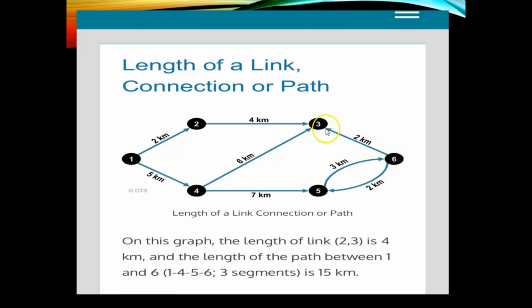Why? Because this is a unidirectional link that only moves from 6 to 3, but there is no path from 3 to 6. The same thing for this. From 1 to 2, from 2 to 3, but there is no link from 3 to 6. So that means the only path from 1 to 6 in this picture is this, moving from node 1 to node 4, then from node 4 to node 5, then from node 5 to node 6, which will be 15 kilometers.